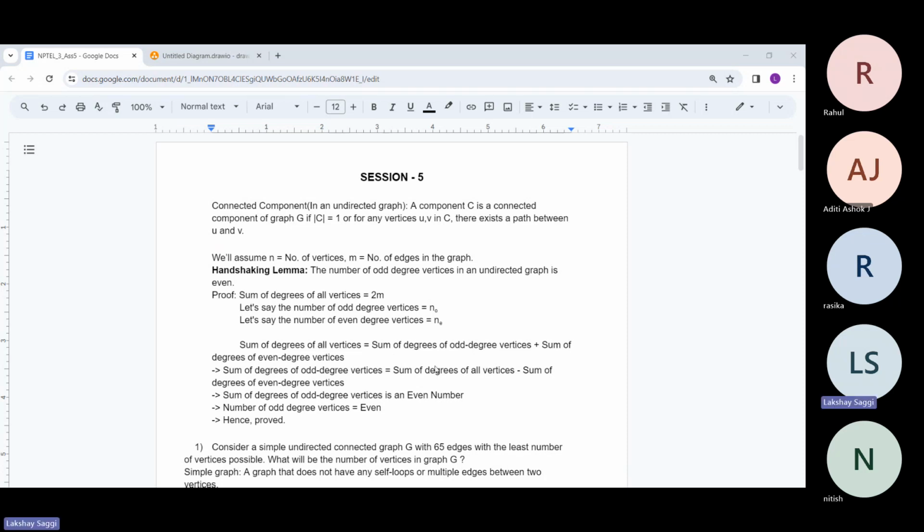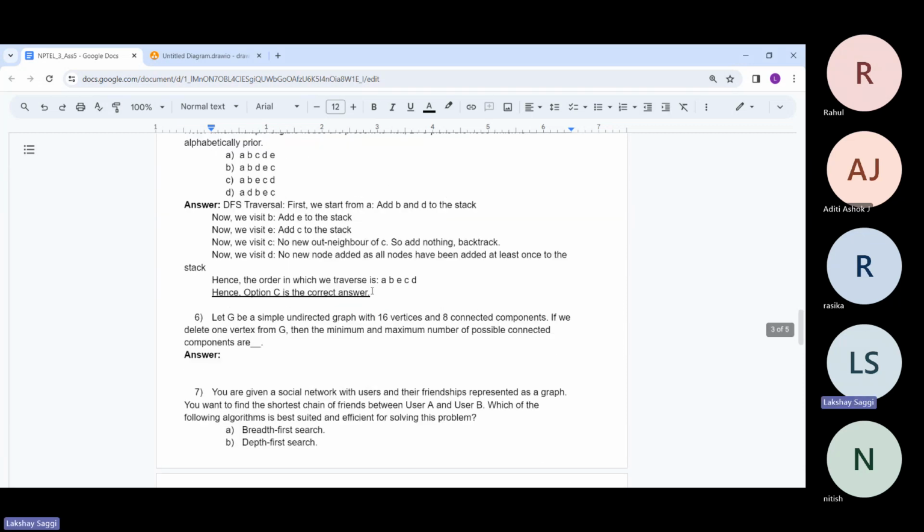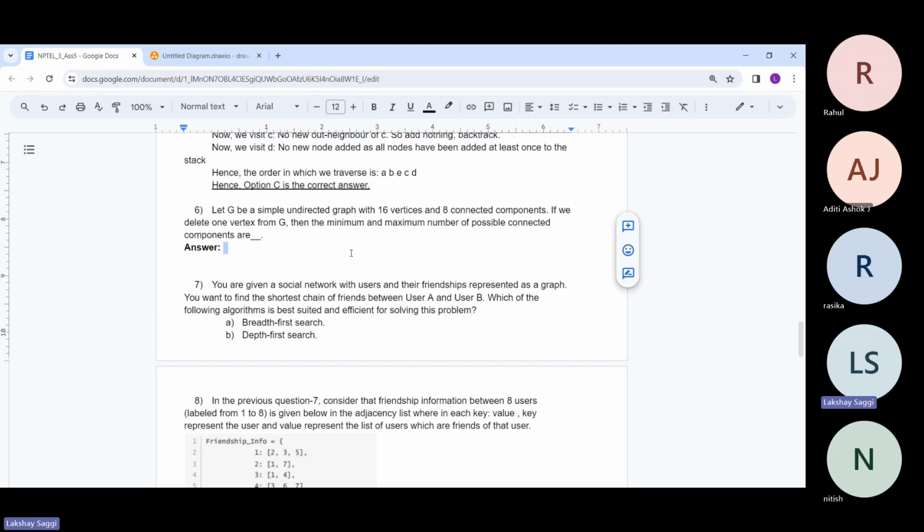Okay. So Rahul is now typing that the minimum number of connected components in the problem will be 7. So yeah, that's actually the correct answer, Rahul. Good job. So the minimum number of connected components will actually be 7 here.